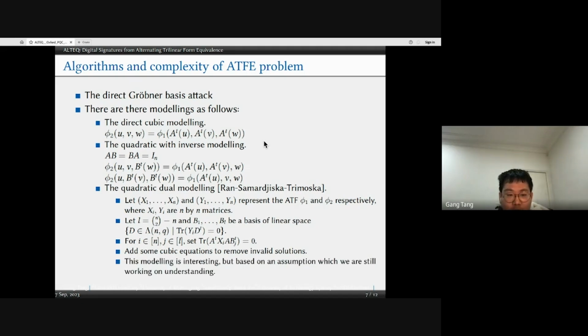Okay, so this modeling is very interesting, but it is based on an assumption for the system. We assume this system is semi-regular. This is an assumption which we are still working on understanding.